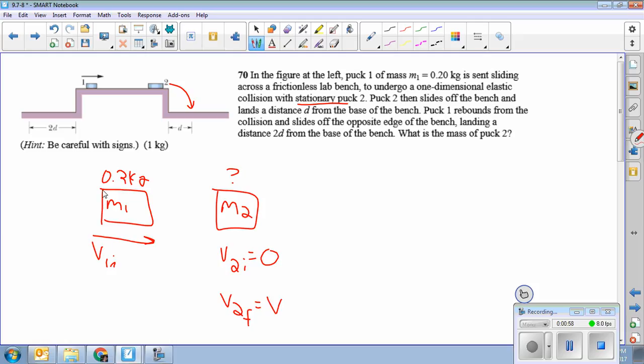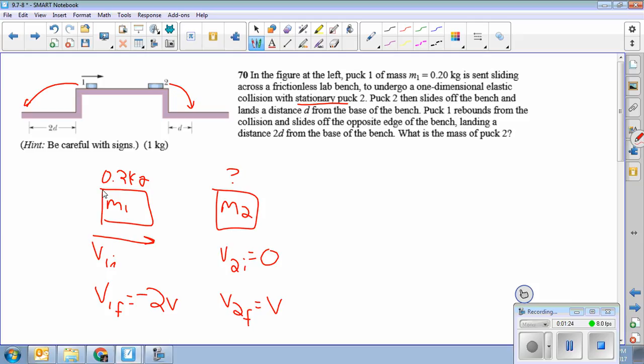Now, it says puck 1 rebounds from the collision and it slides off the opposite end of the bench, landing a distance of 2d from the bench. So the idea is the bench is the same height for both of them. So if block 1 went twice as far, it must have been going twice as fast. So that means that the velocity of block 1 final has got to be twice as fast as the other block, but in a negative direction, right?